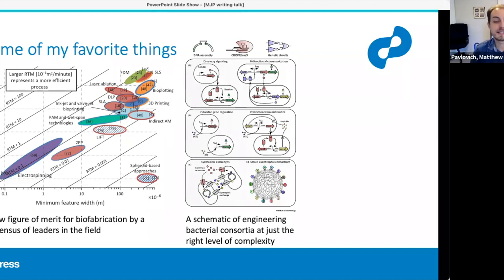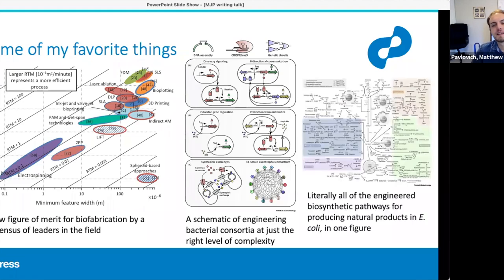This one is just a schematic, but it's synthetic biology. It's about engineering bacterial consortia. And the reason I like this so much is because they've taken these really complex ideas and abstracted them into these shapes that you can see, with the half moons and the triangles and things like that, and the arrows. Anybody can look at this figure and appreciate what it's trying to say, even if you don't know very much about synthetic biology or bacterial consortia.